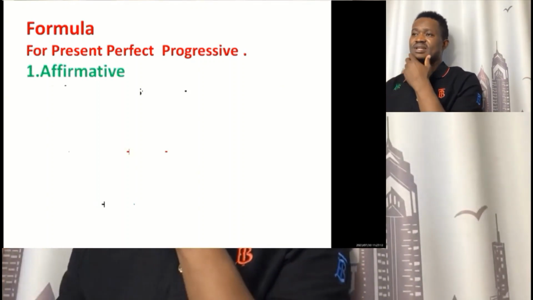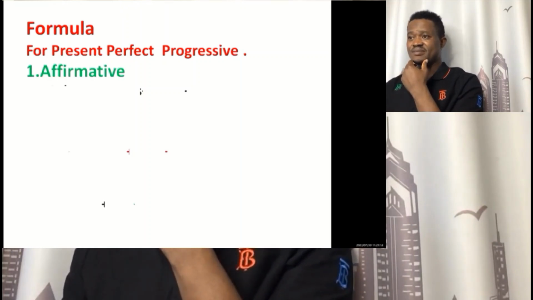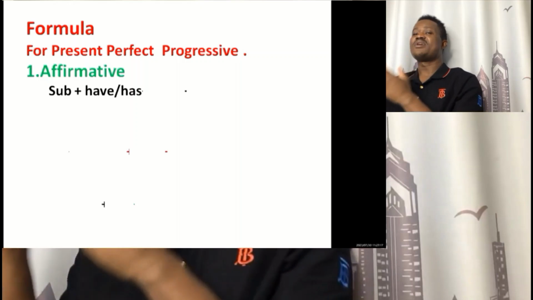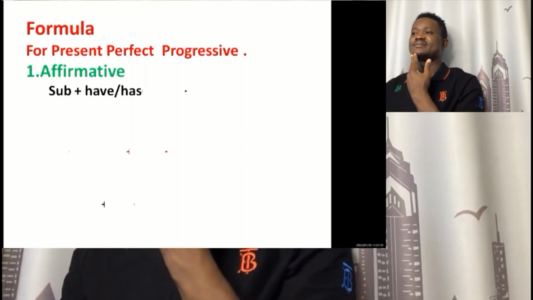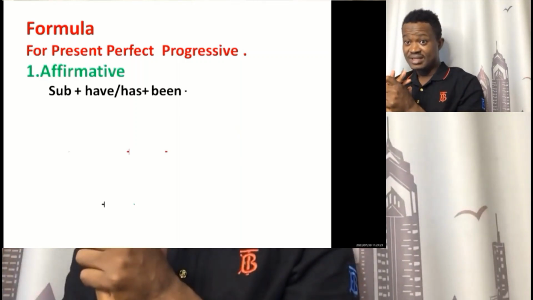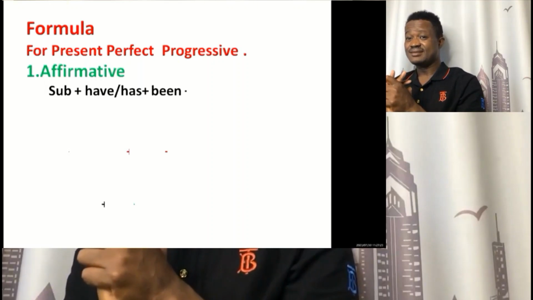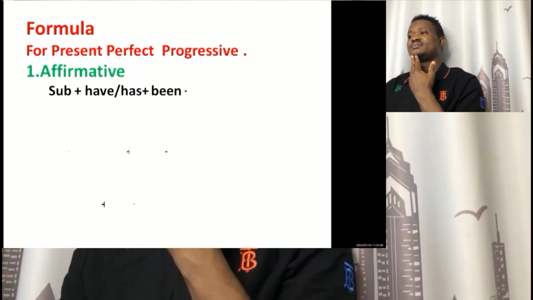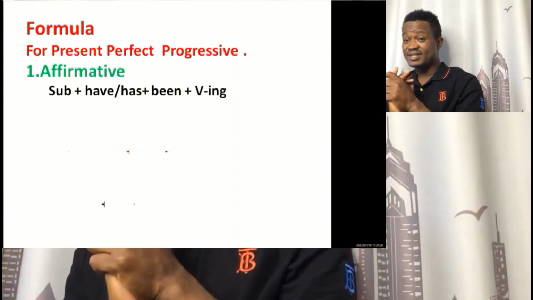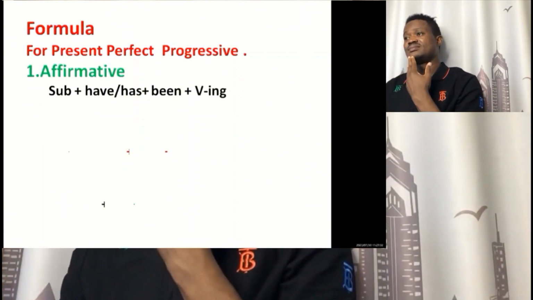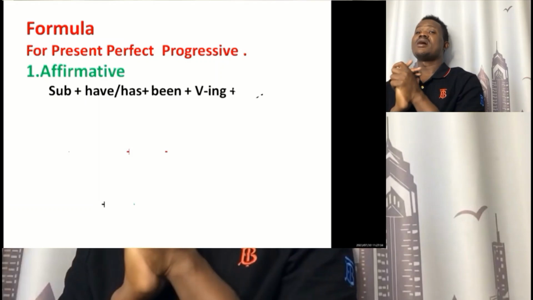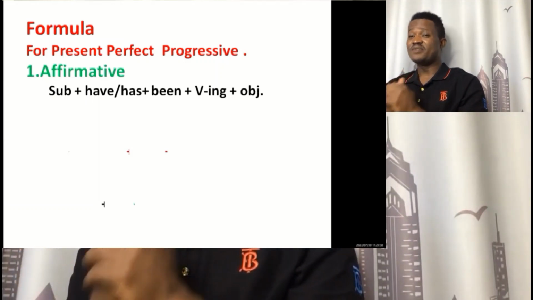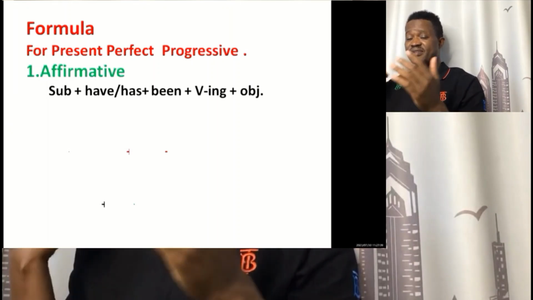Affirmative form. Let's see the formula for the affirmative form: subject plus have or has, plus been, there's a be verb, been, plus verb-ing, plus object. So this is the affirmative formula for present perfect progressive.